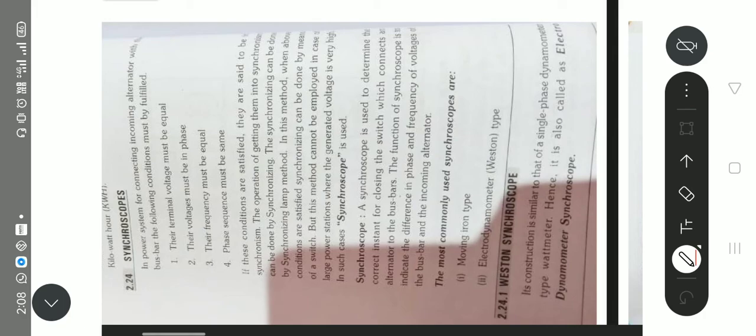The synchronizing lamp method will be covered in the machines subject, where we can discuss it in detail. These four conditions are also discussed in the machines subject. It is not required to discuss all those things here. There is one whole unit on this topic in machines, so it is not possible to discuss all of it here. Okay, is it clear?